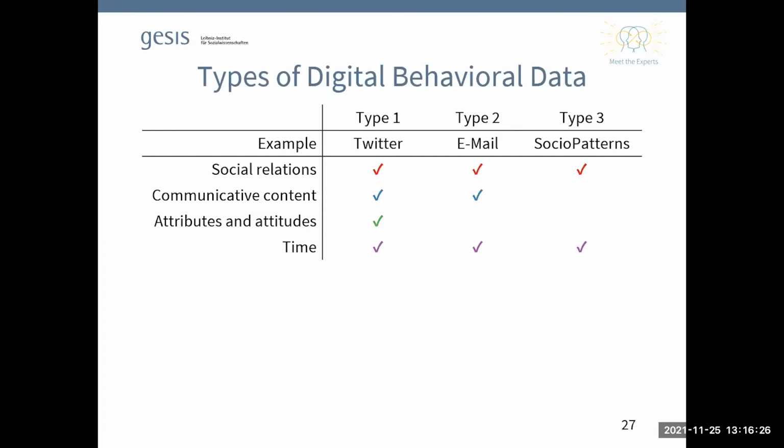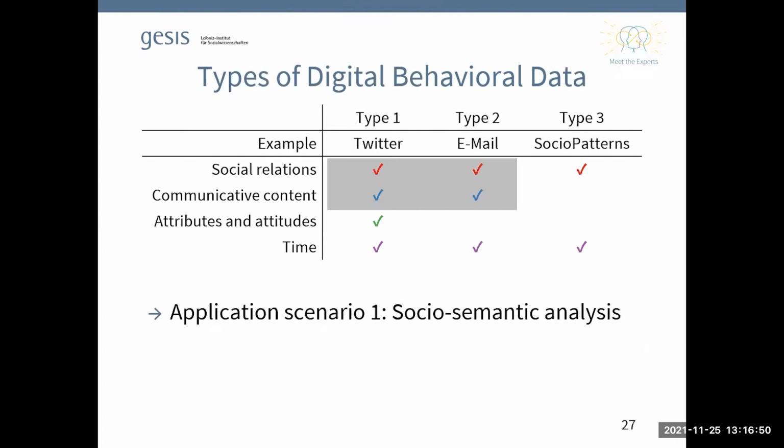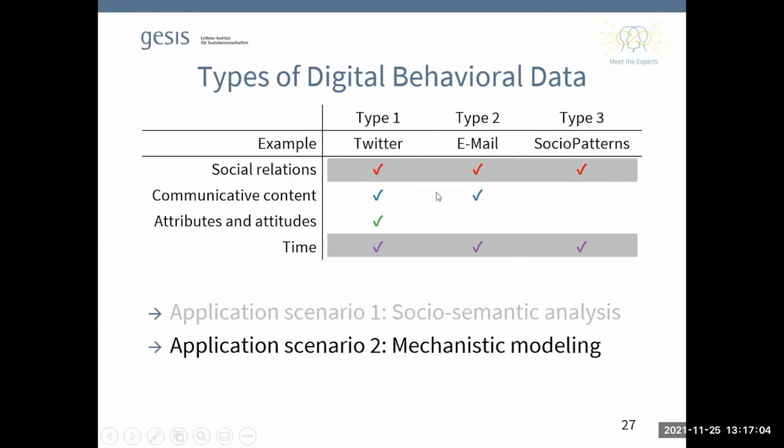The three types we have exemplified with Twitter, email, and SocioPatterns are now put in relation to the four dimensions of transactions in a table. This is not a law that type 2 always has communicative content, but it's the examples we use here. And it is helpful to think about the application scenarios that we will talk about. The first scenario will be socio-semantic analysis, where we make use of the combination of the social relations and the communicative content. The second application scenario will be about mechanistic modeling, in this case only using social relations and the time information, which is needed if we want to think about mechanisms.